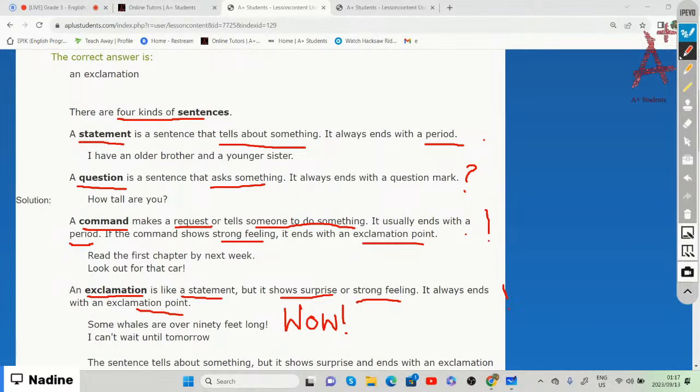It can also show excitement. I can't wait until tomorrow! Or, tomorrow is my birthday! These are all showing strong feelings.